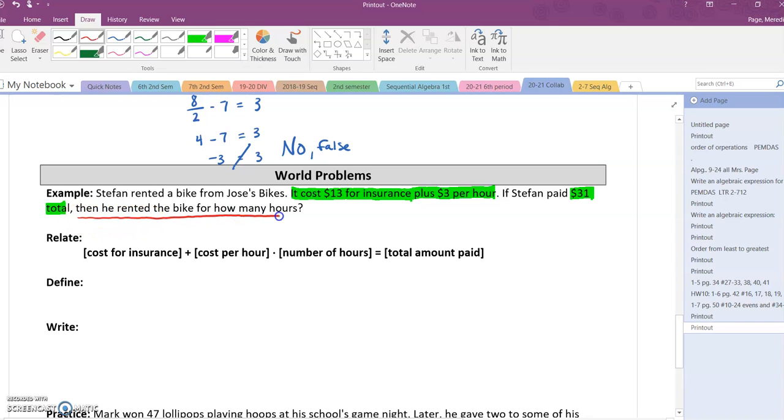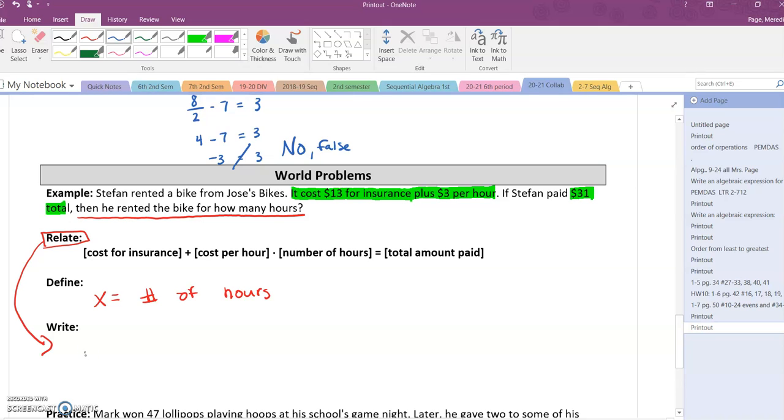So our goal is to figure out the bike. So that is going to be our variable. Number of hours is what we're looking for. So now what we're going to do is we're going to take this relate part and we're going to fill in what we know. So cost of insurance, do we know that? Yes, we found that up there. It says it costs $13 for insurance.